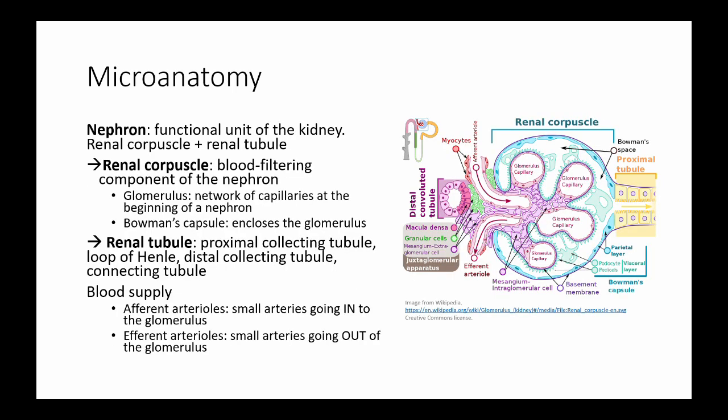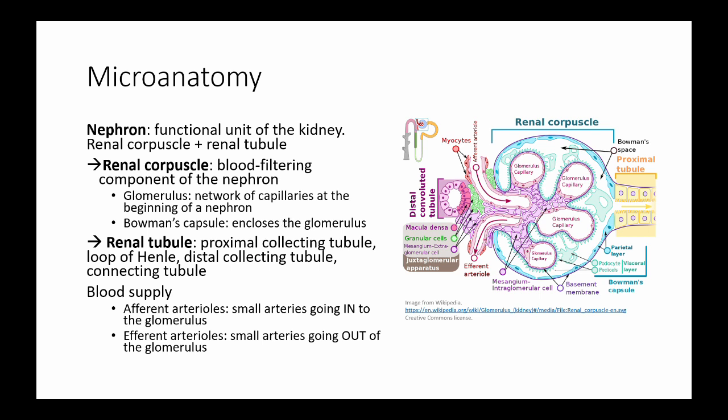Now, we'll talk about microscopic anatomy. The nephron is the functional unit of the kidney. It is composed of the renal corpuscle and the renal tubule. The renal corpuscle is a blood filtering component of the nephron. This includes the glomerulus, which is a ball of capillaries at the beginning of the nephron, and Bowman's capsule, which is a capsule that encloses the glomerulus.